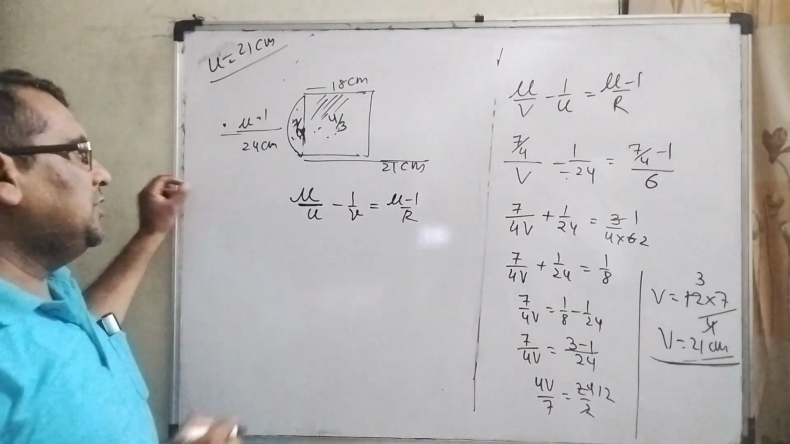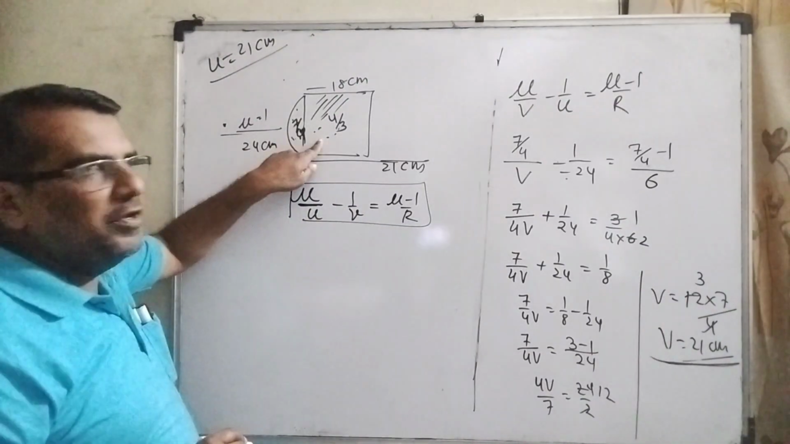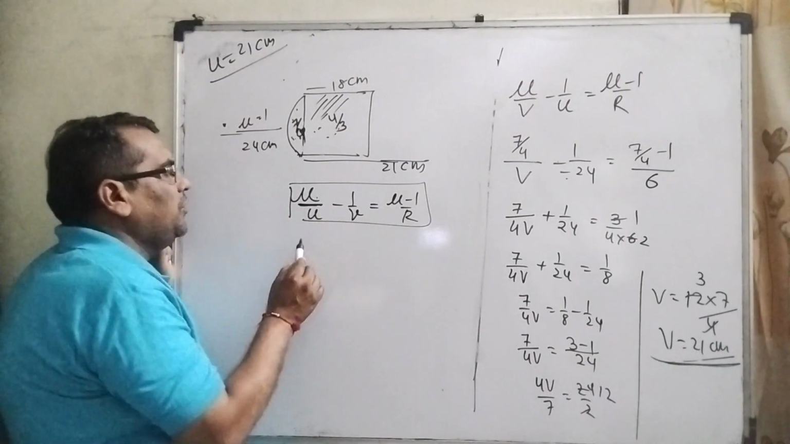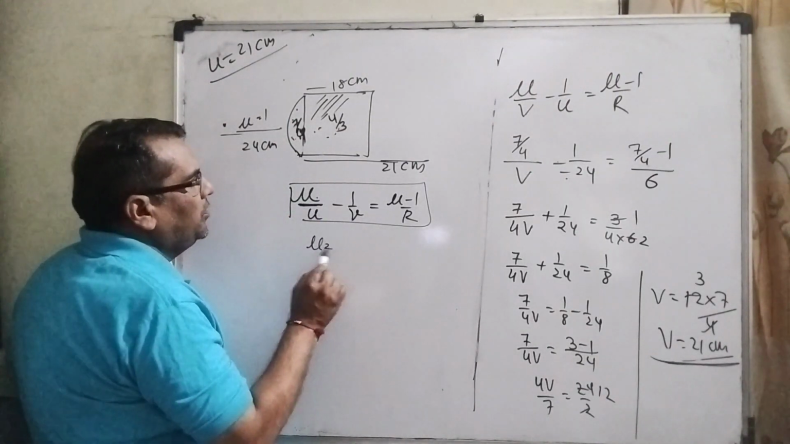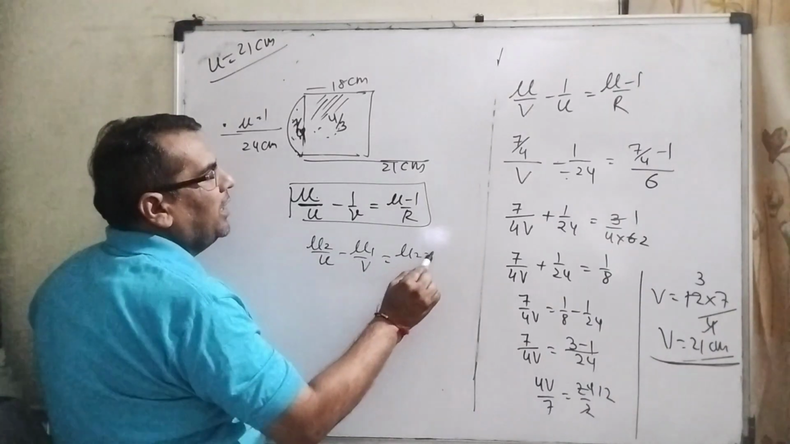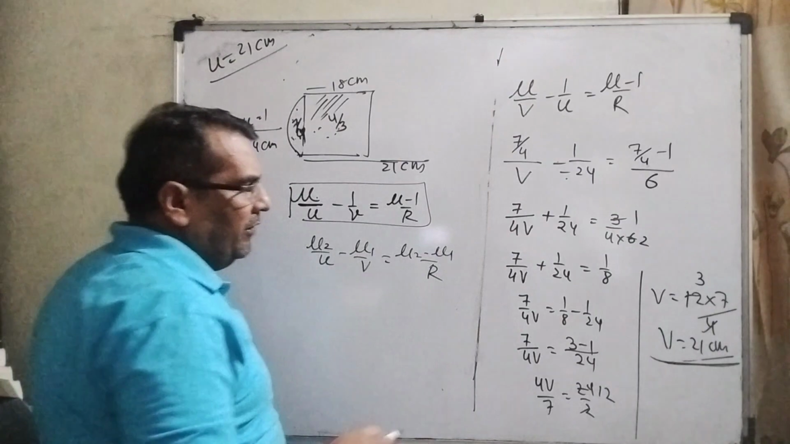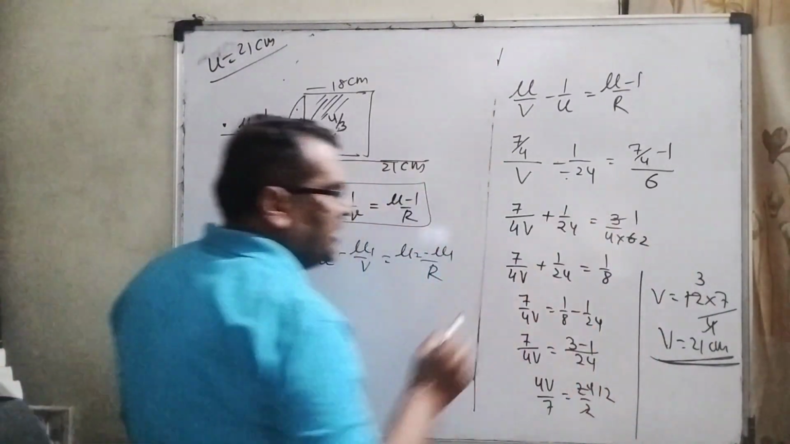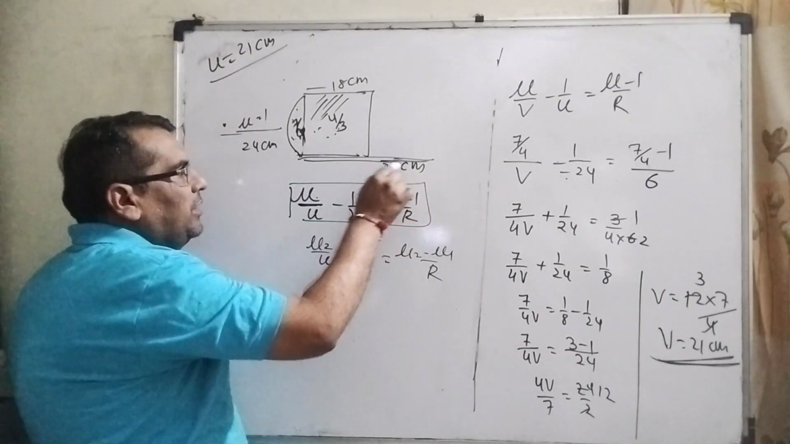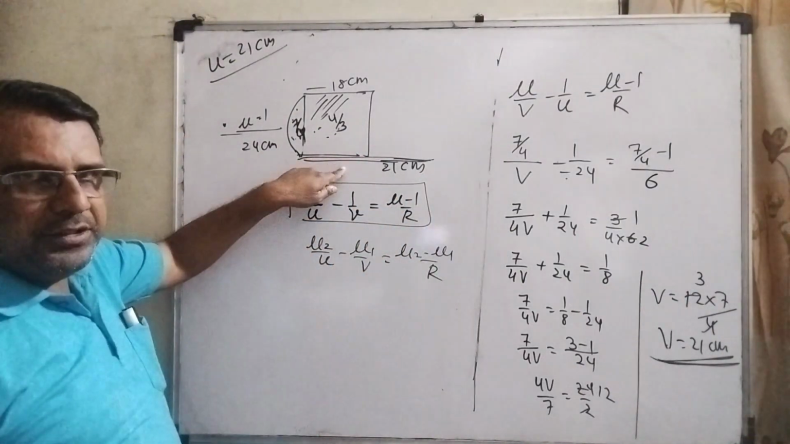Remember, this formula can be used for air and another medium, but here there are two different refractive indexes. So therefore we can use another formula, mu2 by U minus mu1 by V equals mu2 minus mu1 by R. Now here we have already discussed that this image distance is considered as an object, but here 21 centimeter means behind this system, so U should be taken positive.